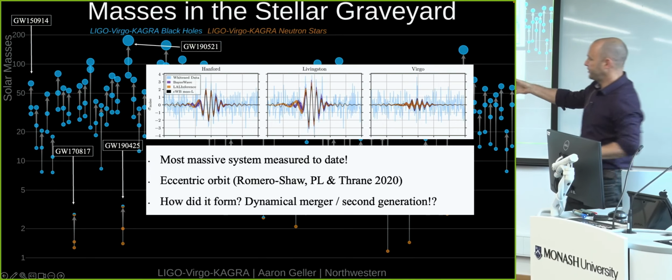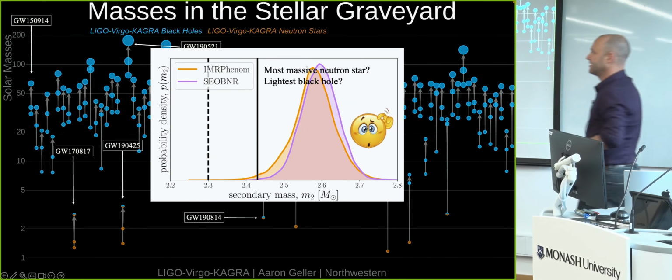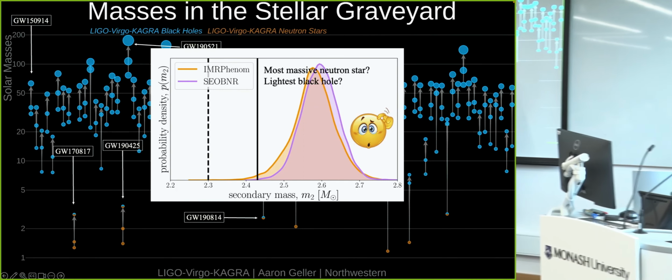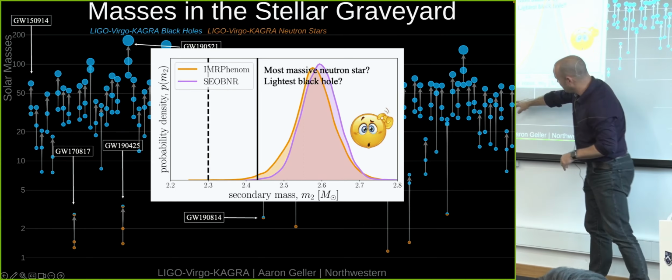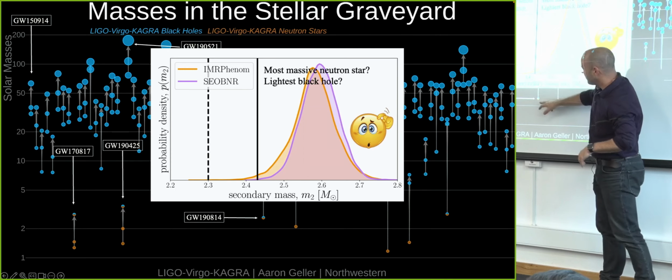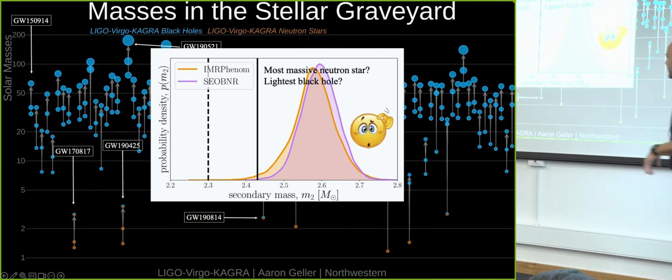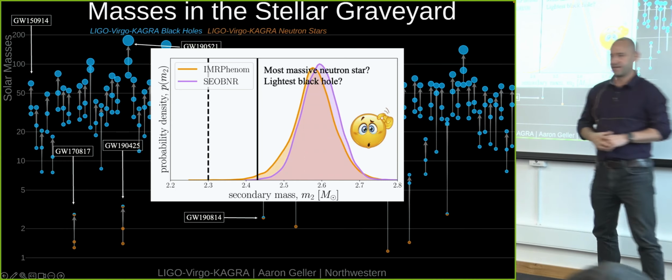Okay, so we didn't know anything about the last two events. We certainly don't know anything about this one. This is an event called 1908-14. I've hidden it behind here because you don't care what the secondary is, or what the primary is. But in fact, the secondary, so the lighter object in this merger, is something that we don't understand.